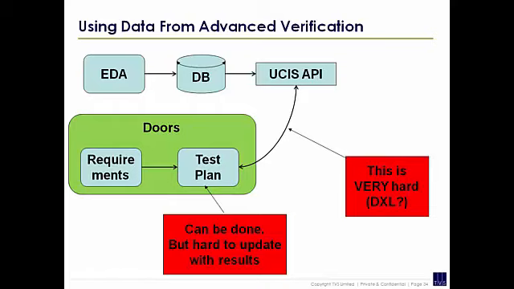And what you have to be able to do is take that information out of this database and map it back to your test plan. And that's a difficult step. But it is possible. So rather than map your requirement to a directed test, you can map your requirement to a functional coverage point and then make sure that functional coverage point has been hit. But you do need to be able to read that functional coverage point from that UCIS API or out of this database.